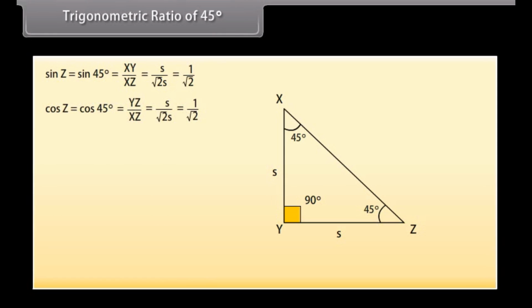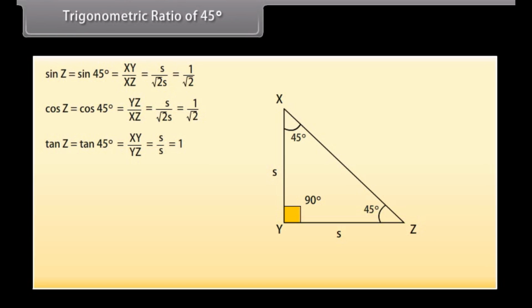Cos Z is equal to cos 45 degree, which equals YZ upon XZ is equal to s upon square root 2 s, which is equal to 1 upon square root 2. Tan Z is equal to tan 45 degree, which equals XY upon YZ, which equals s upon s, which is equal to 1.